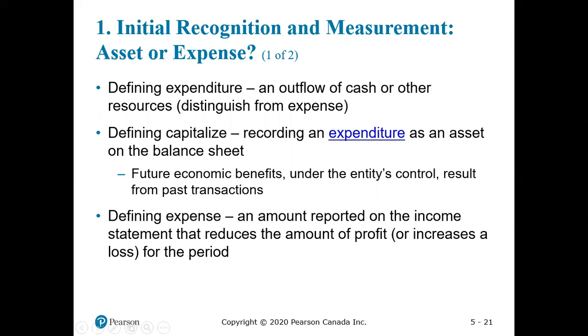So initial recognition and measurement, asset or expense. Defining expenditure: an outflow of cash or other resources, distinguished from expense. And defining capitalize: recording an expenditure as an asset on the balance sheet. So that's when it has those 3 asset criteria that we discussed in previous chapters. It provides a future economic benefit, it's under the entity's control, and it results from a past transaction. Defining expense: an amount reported on the income statement that reduces the amount of profit or increases the loss for the period.